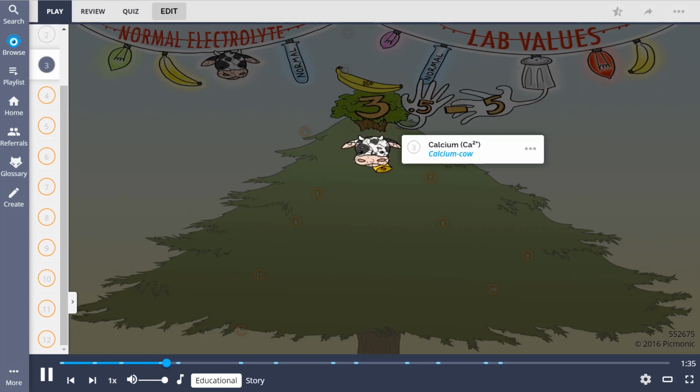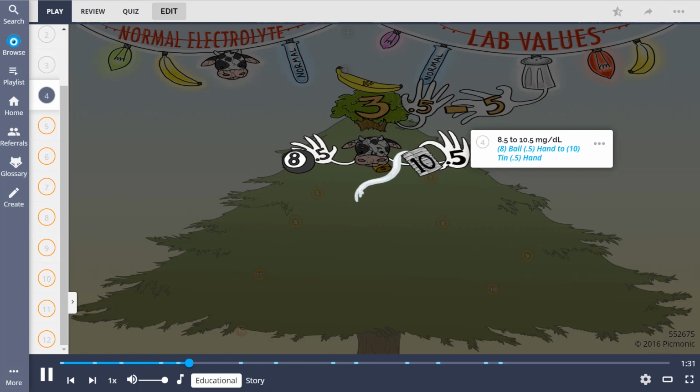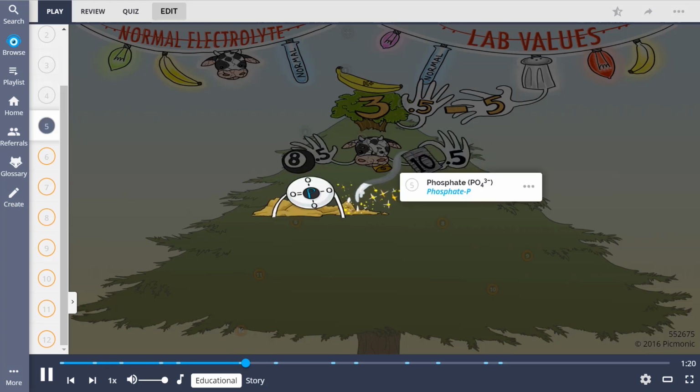Calcium, the calcium cow, is next on this tree, and its normal serum value is 8.5 to 10.5. The 8-ball ornament with a 0.5 hand going to the 10 ornament going to the 0.5 hand, spilling out milk for Santa. Next is phosphate, the phosphate pea, who has milk pouring on him from above, causing sparks to fly.